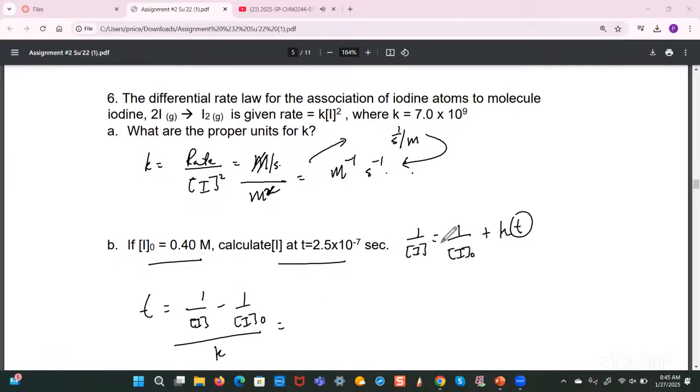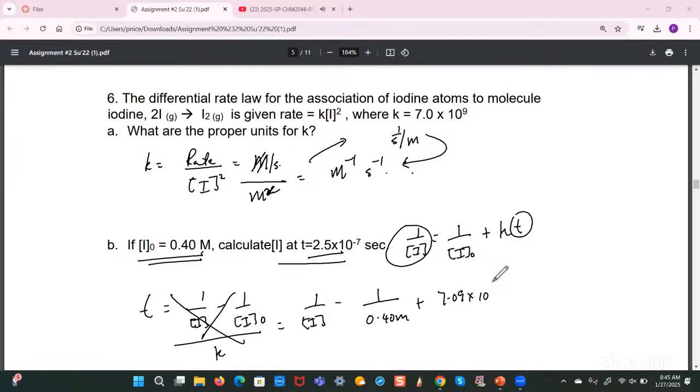Oh, my bad. We don't need to do this. We just need this because the question gives us the initial concentration, the time, and it's asking for the concentration of I. So let me just go from there. So 1 over the concentration of I is equal to 1 over 0.40 M plus k. Now k is given as 7.09 times 10 to the 9, and the units would be M to the minus 1 s to the minus 1, multiplied by the time. What's the time? The time is 2.5 times 10 to the minus 7 seconds, all right?